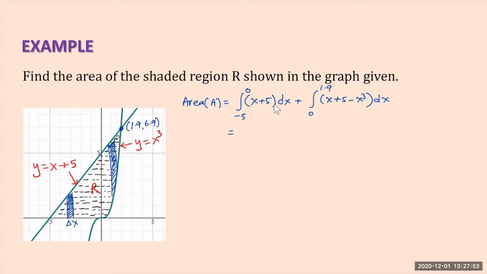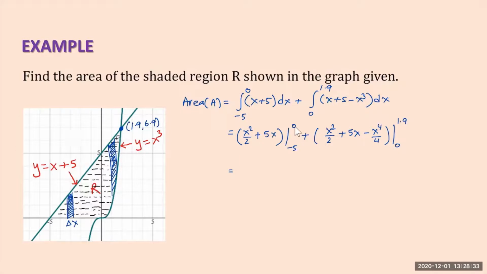Integration of x with respect to x is x squared over 2 by using the power rule. Integration of 5 with respect to x is 5x, evaluated between -5 and 0. Then plus integration of x, which is x squared over 2, and integration of 5 with respect to x, which is 5x. Then minus integration of x cubed, which is x to the 4 over 4, evaluated between 0 and 1.9.